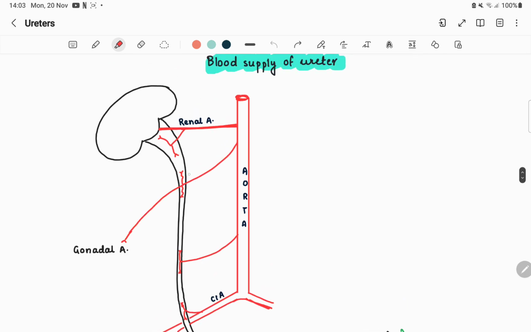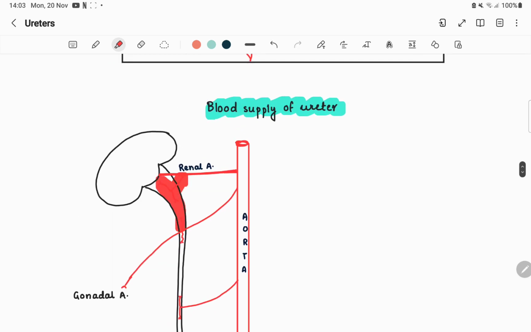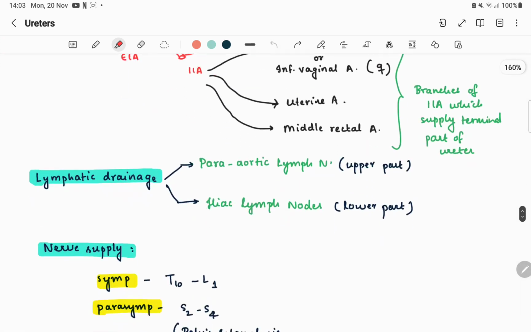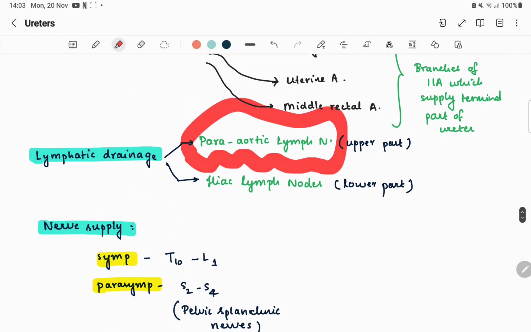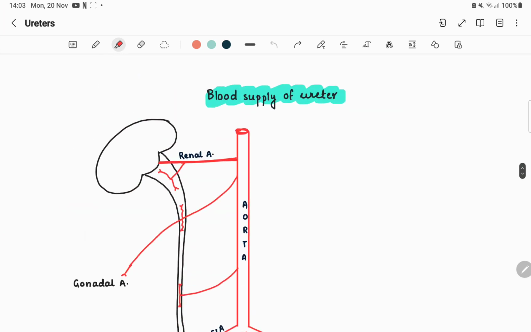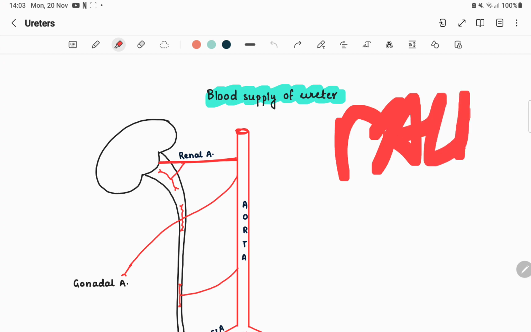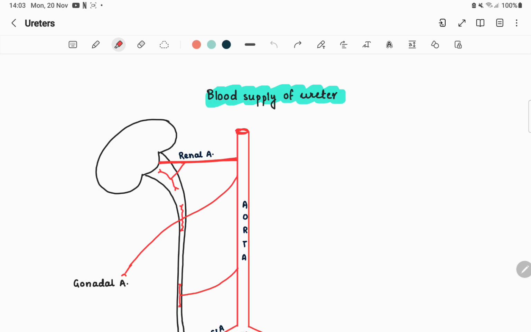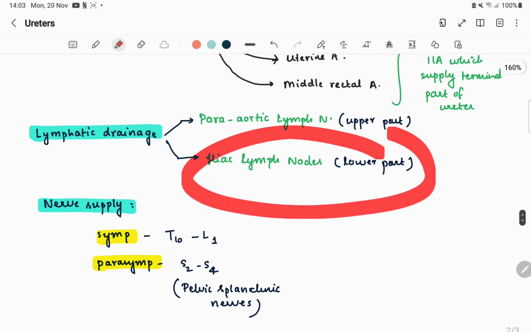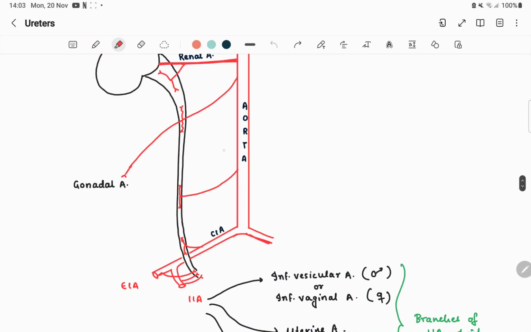We have the gonadal artery, and your renal artery is supplying the proximal part of the ureter. Talking about lymphatic drainage, again the para-aortic lymph nodes, which we talked about in the kidney too. The upper part of the kidney and the upper part of the ureter are drained by the para-aortic lymph nodes, PALN. Talking about the lower part, we have the iliac lymph nodes.